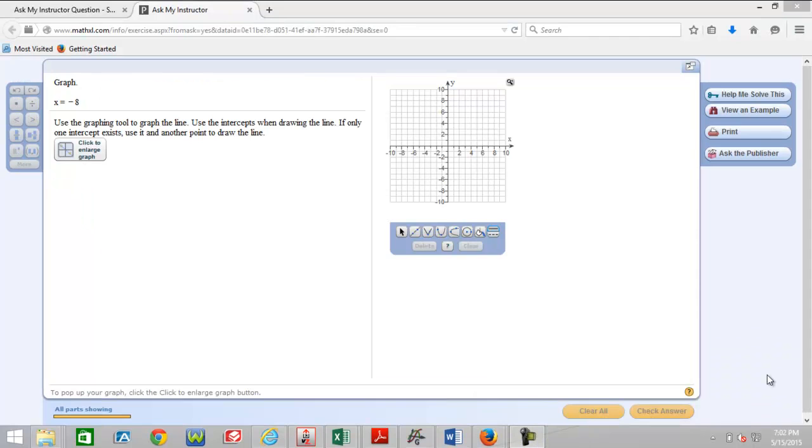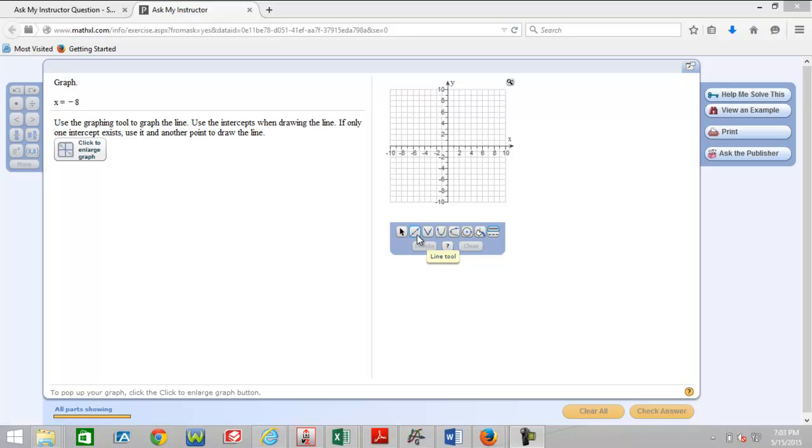Hello, my name is Tim Mansky, and I'm going to go through an example on how to graph a linear equation. The example that we have here is x equals -8. The directions say use the graphing tool to graph the line. Use the intercepts when drawing the line. If only one intercept exists, use it and another point to draw the line.